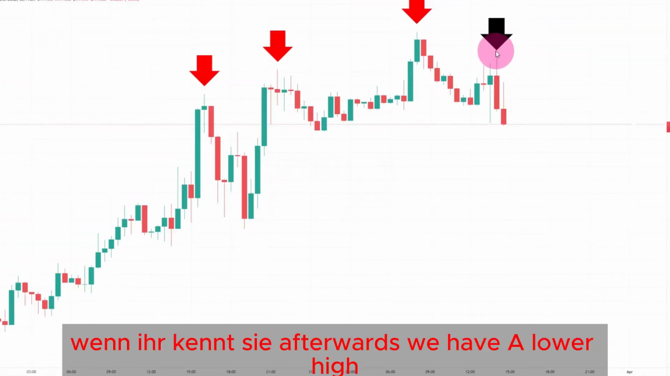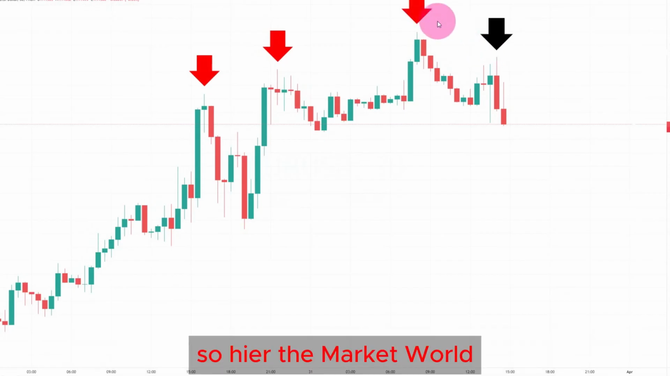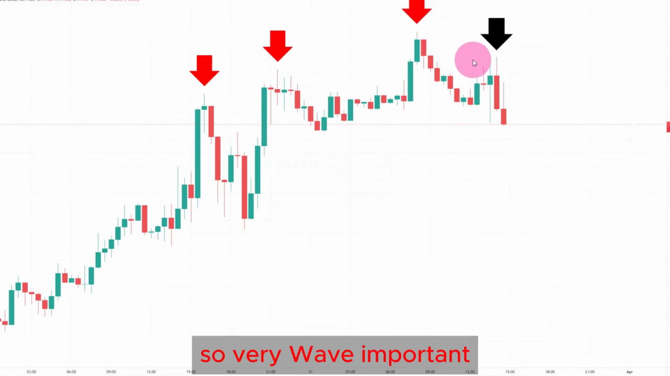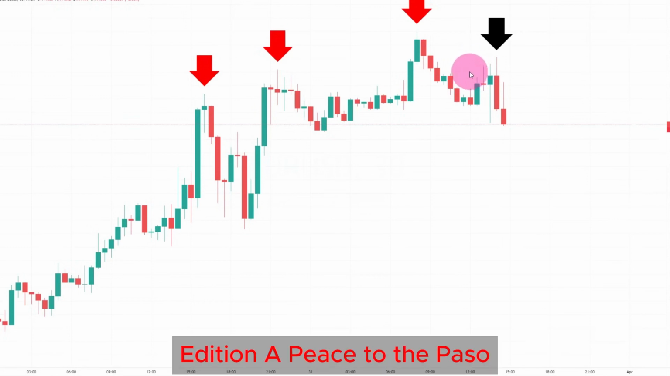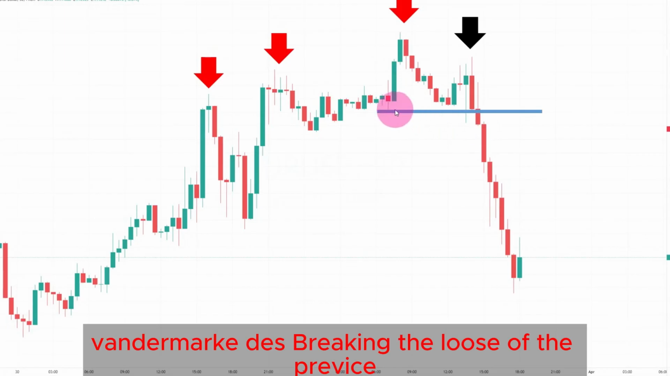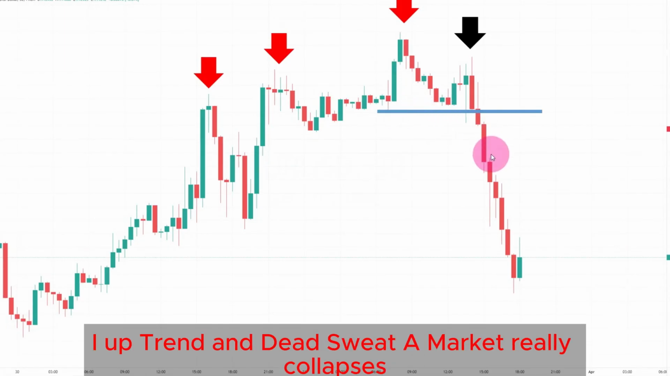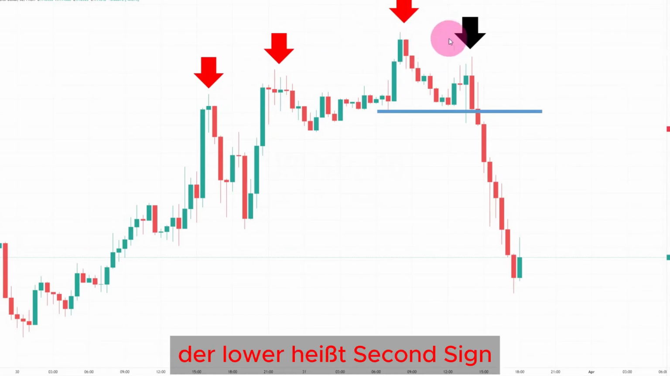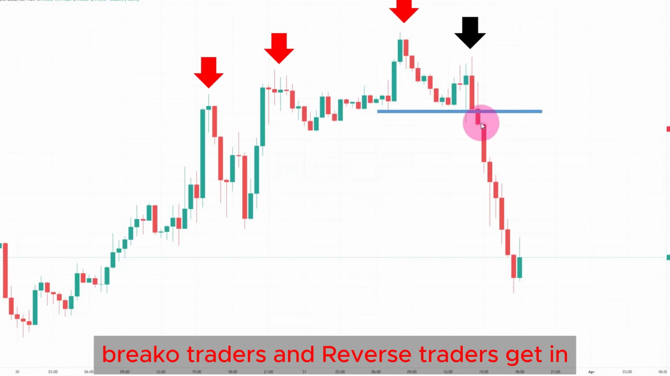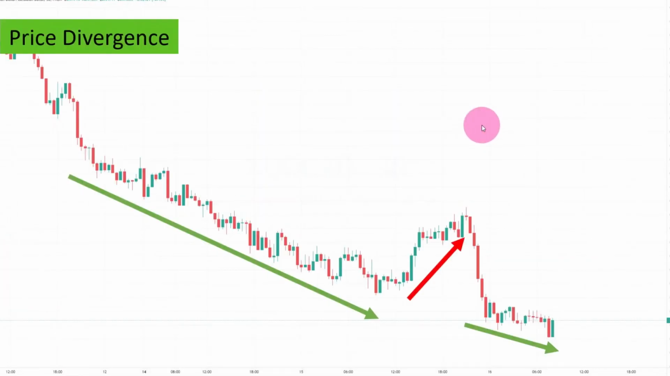Then you can see afterwards we have a lower high. So here the market was not even able to get above this high. So a very, very important additional piece to the puzzle. We see here, then the market is breaking the lows of the previous uptrend, and that's where the market really collapses. So the triple tap is the first sign, the lower high is the second sign, and then on the breakout, that's usually where breakout traders and trend reversal traders get in.